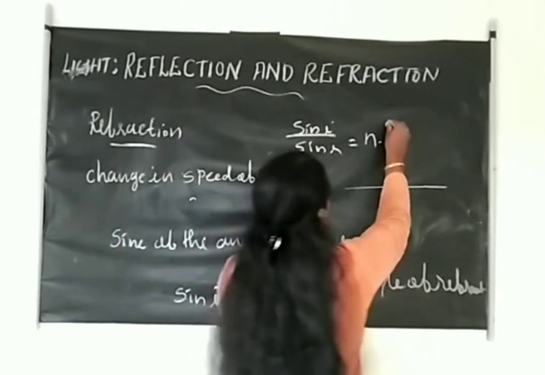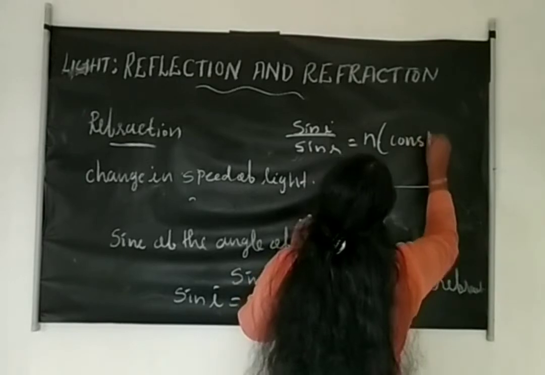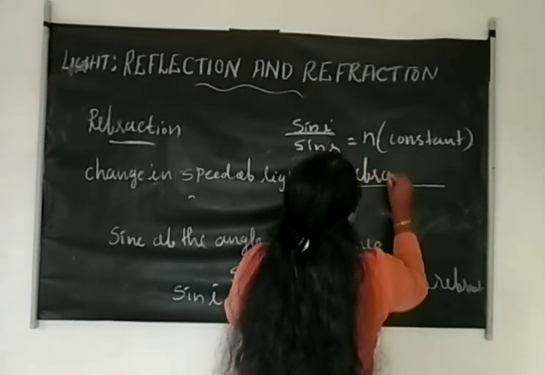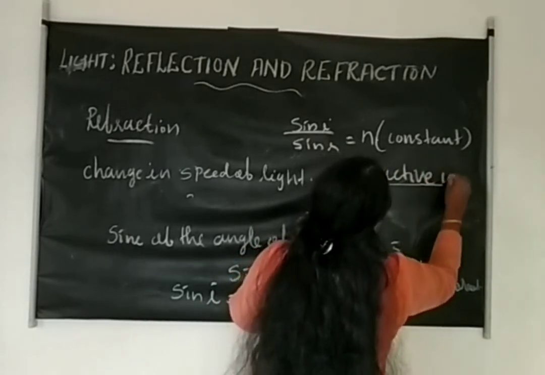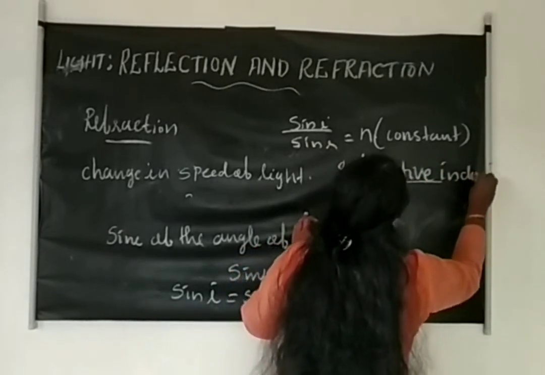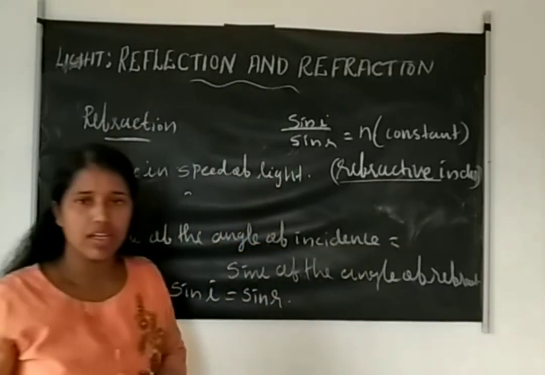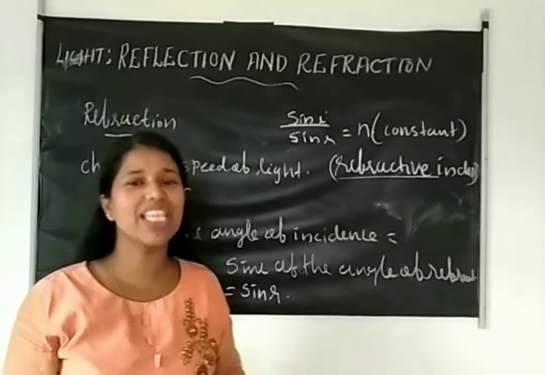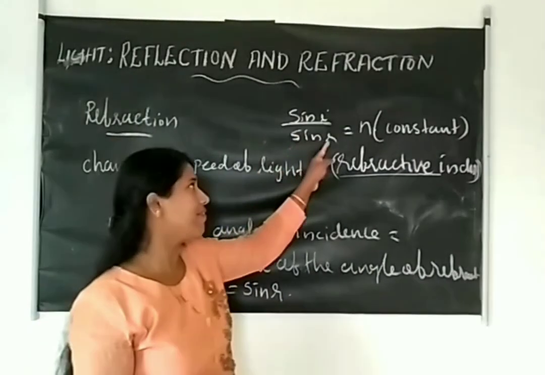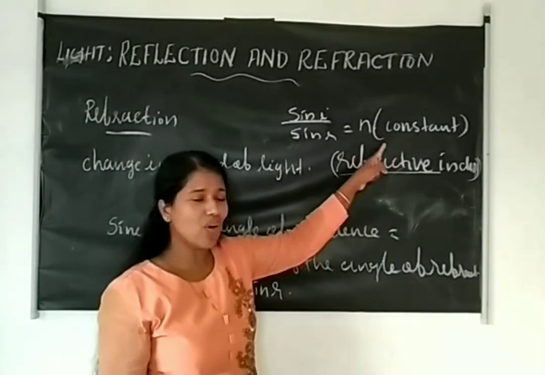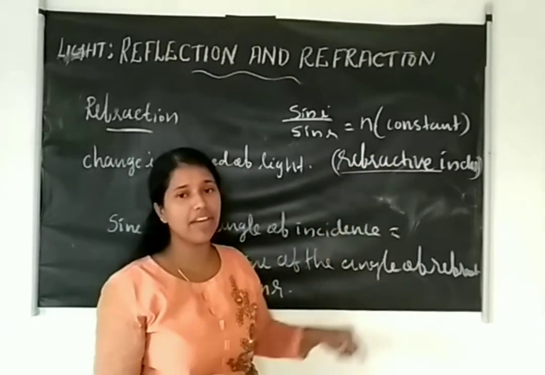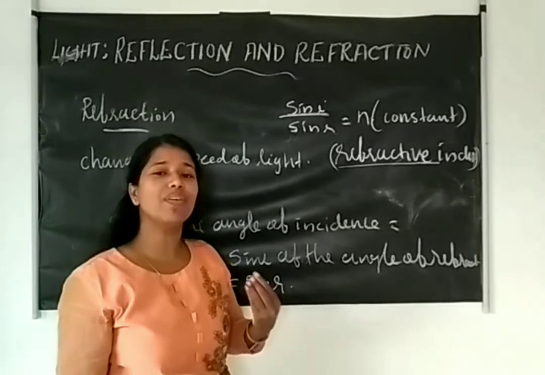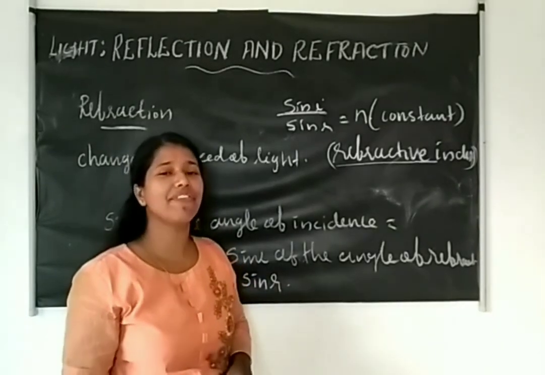N is a constant, also known as the refractive index. The ratio of the sine of the angle of incidence to the sine of the angle of refraction is a constant, and that constant is known as the refractive index. Thank you. Next class, tomorrow, we will discuss the topic of refractive index.